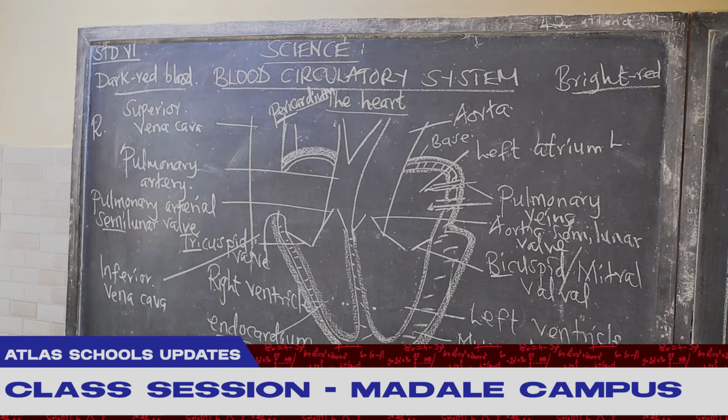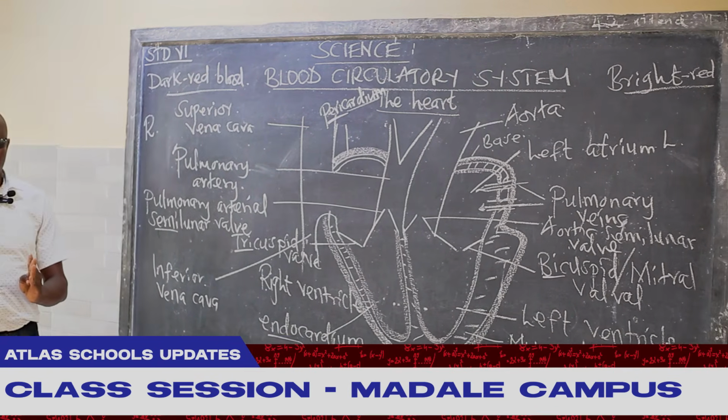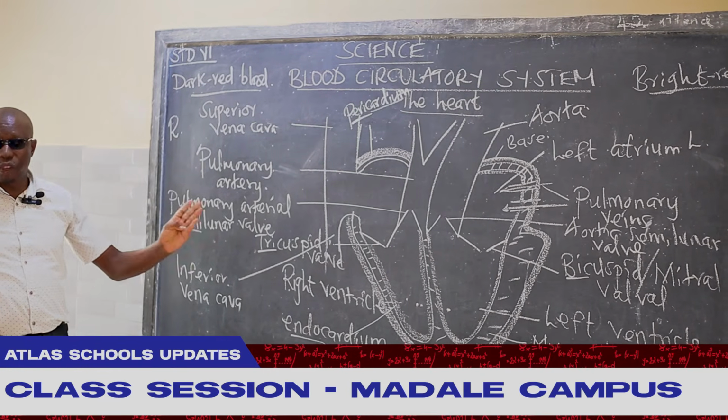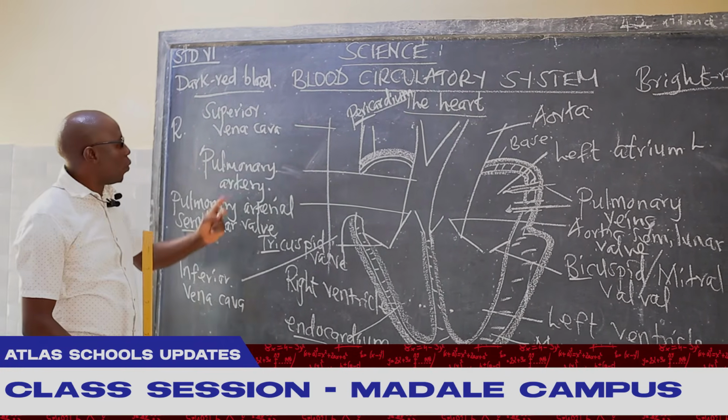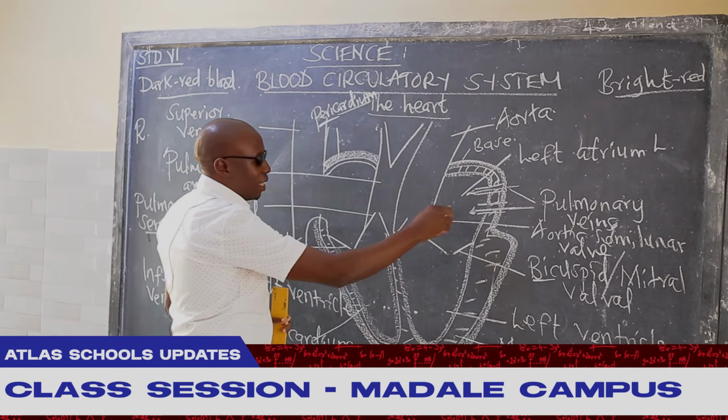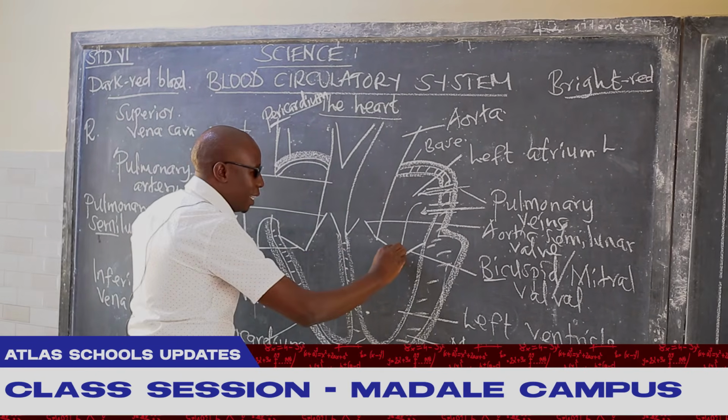It is dark red. In our diagrams, you will see the color blue. Blood is never blue, okay? That is just used to differentiate the two natures of blood. So we have the dark red blood on this side and the bright red. So this blood entering here is actually bright red, okay?